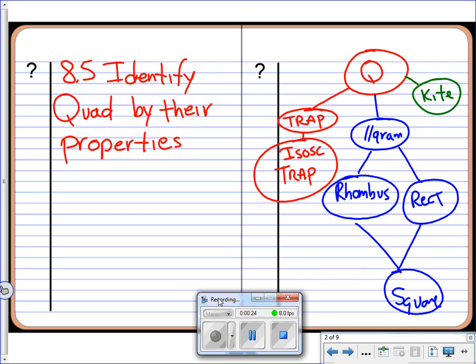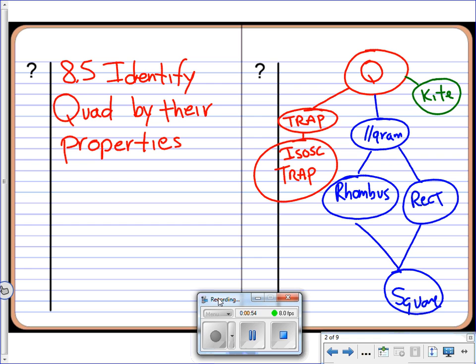First off, we're looking at 8.5, identifying quadrilaterals by their properties. Let's rehash, on the right-hand side, a basic flow chart of our properties. We start off with quadrilaterals, so all these circles are part of being quadrilaterals. To the left, the thread in red, we have trapezoids, and then out of trapezoids come special trapezoids, where the legs are congruent.